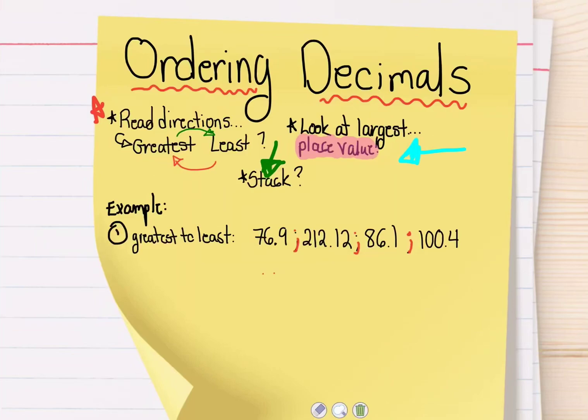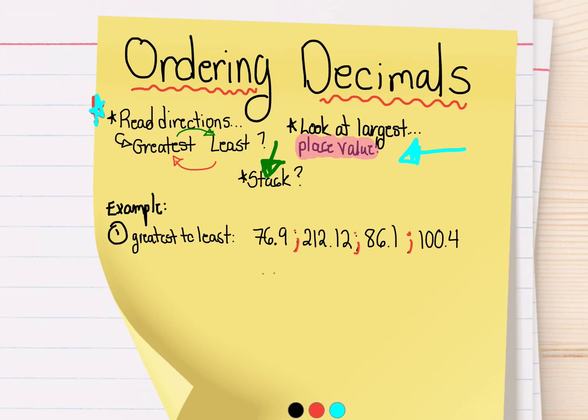If you watched one of my last videos, we talked about comparing decimals. Ordering decimals is very similar. The only difference is you need to make sure you're reading the directions, because you're going to have to order from greatest to least, since you have more than just two decimal numbers.